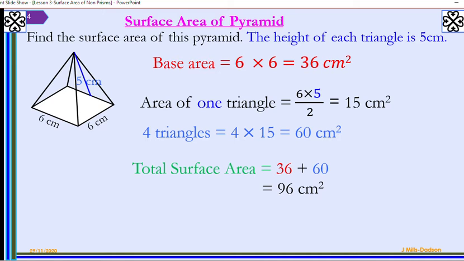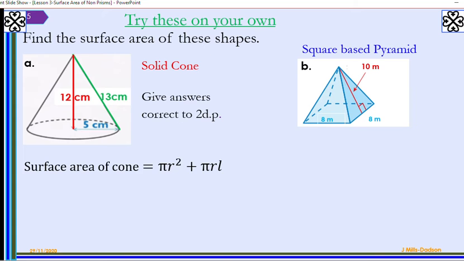Simple as that. So this is one of the simplest questions you could ever get, where you have already been given the height of the triangle. Sometimes you'll be given the height of the pyramid and you might need to work out the height of the triangle yourself. Pause the video and try these 2 questions yourself. When you're ready, let it play. Hope you're done.